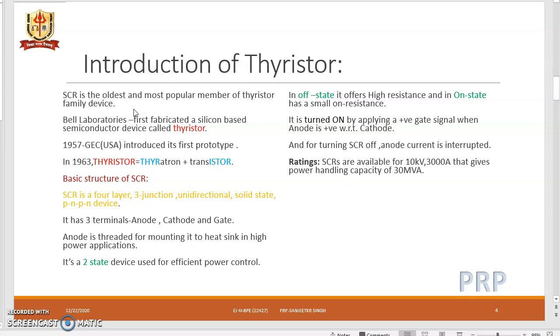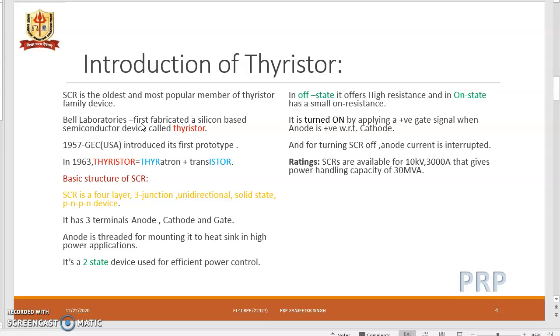Now, introduction to the thyristor. SCR, silicon control rectifier, is the first and foremost, the most popular member of the thyristor family device. First, it was fabricated using a silicon based semiconductor at Bell Laboratories and was called thyristor till 1963. The word thyristor comprises thyratron, which is a gas filled discharge tube device, and transistor. So these two parts, THYR of thyratron and ISTOR of transistor, make up the word thyristor, and it was adopted in 1963.